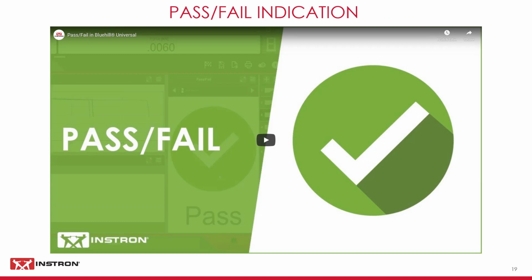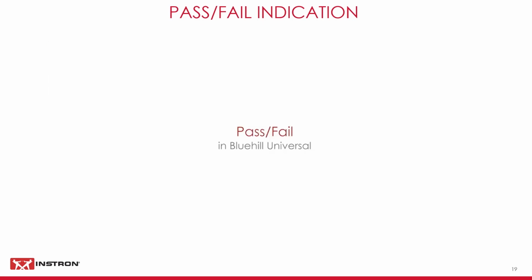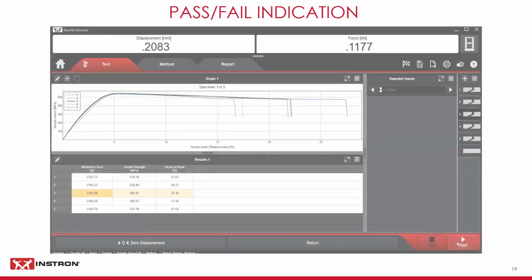Next is a video on setting up PassFail Criteria. This is especially useful for quality control laboratories. The PassFail module in Bluehill Universal allows users to add a test component to the workspace to quickly visualize if a test passed or failed based on the acceptance criteria set in the test method.